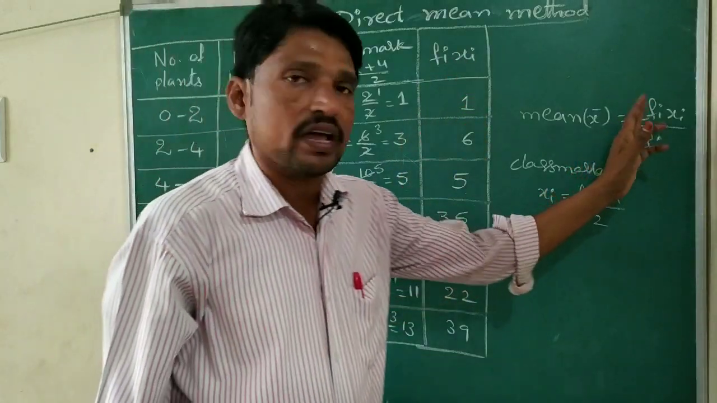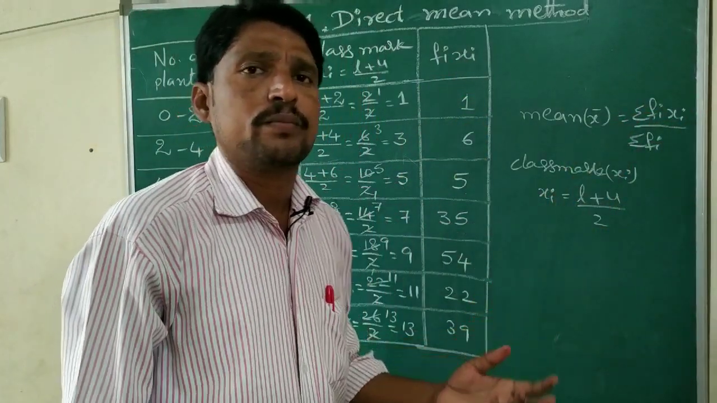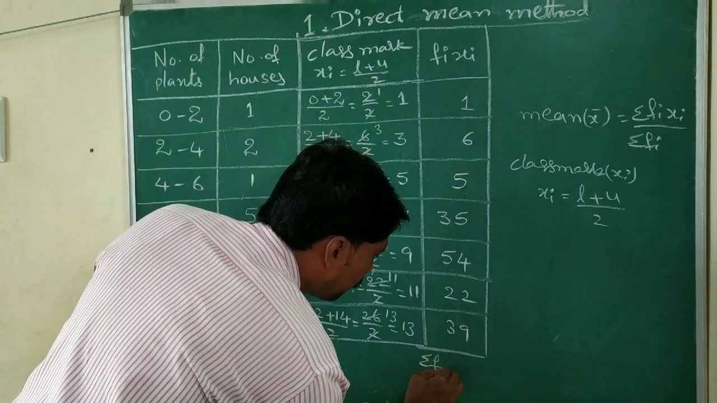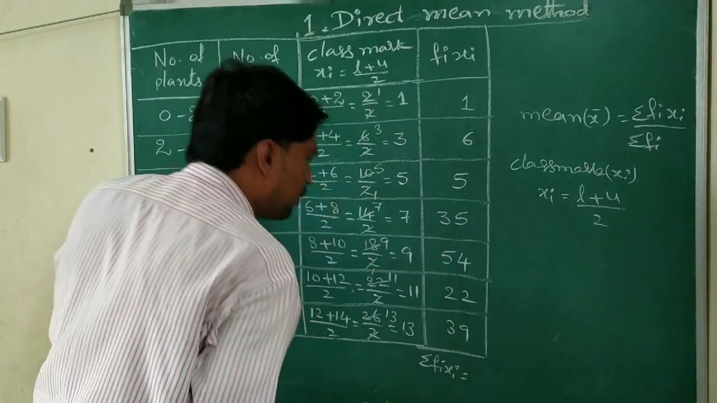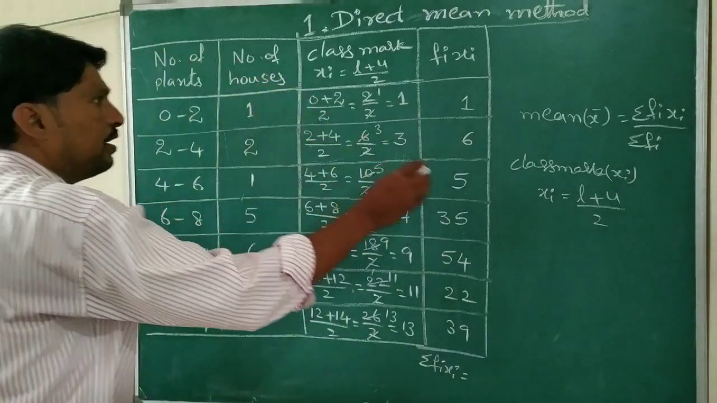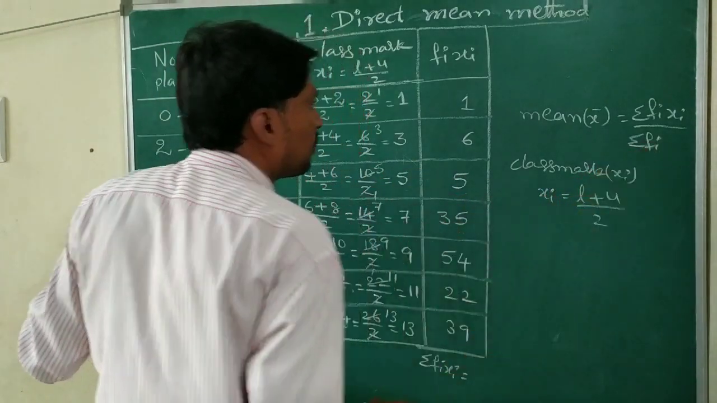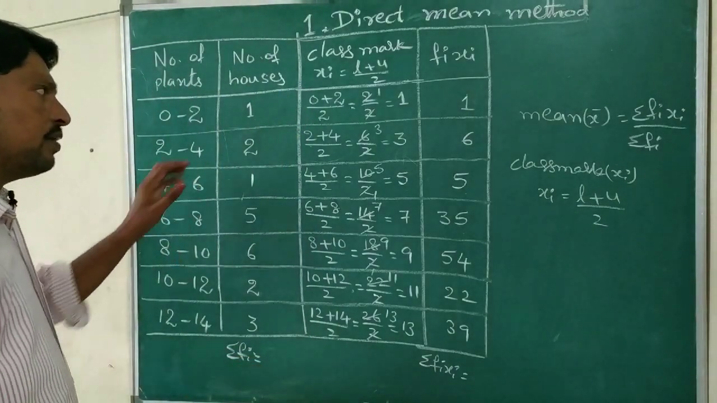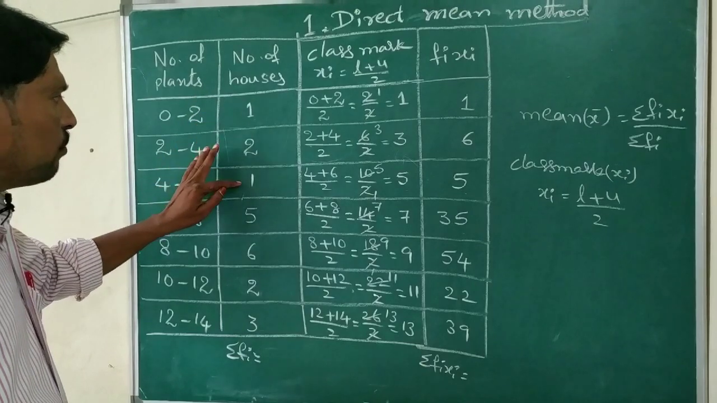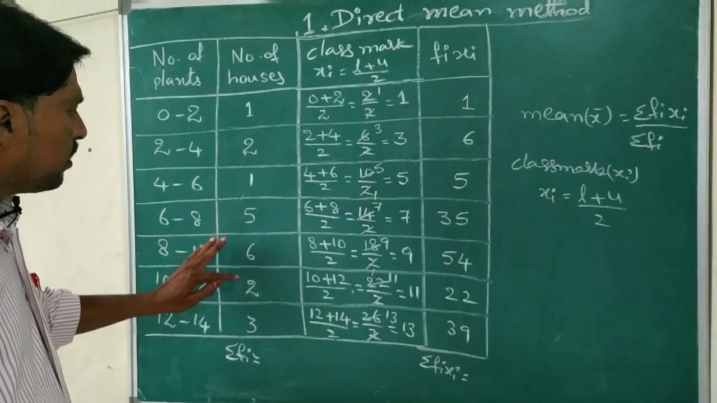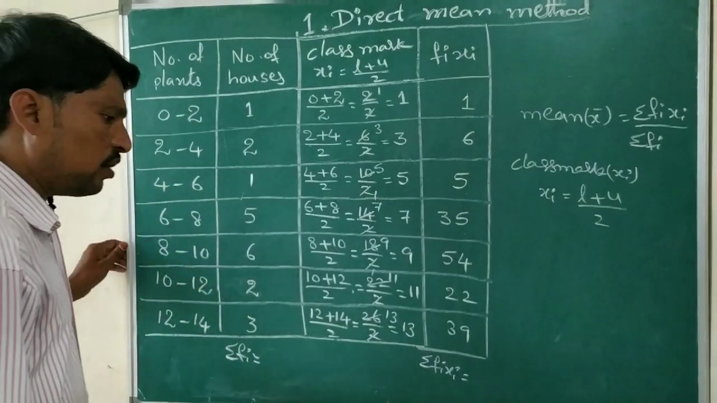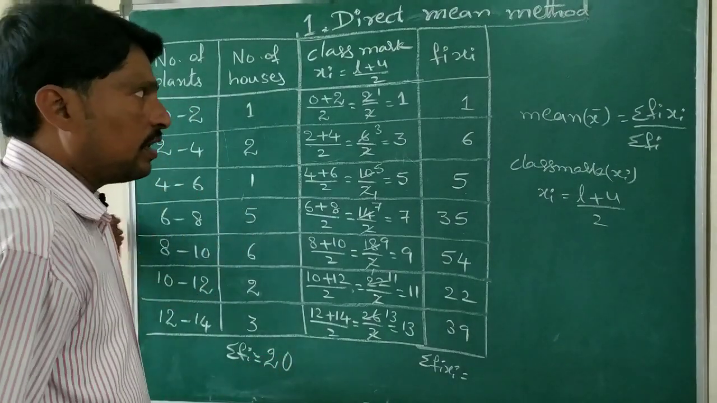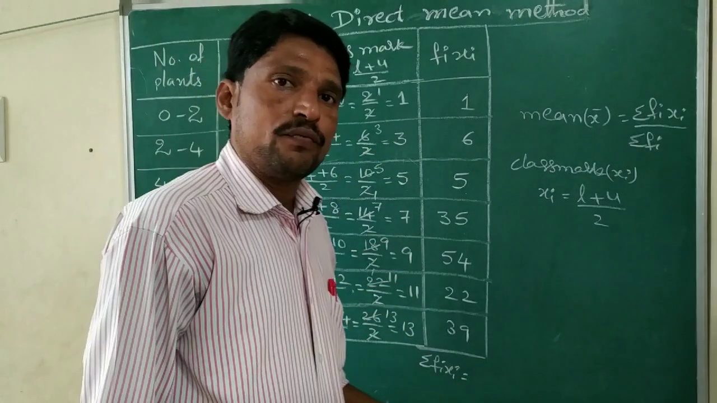Here the formula is sigma Fi Xi. Sigma means sum, we need to take the total sum. So sigma Fi Xi we need to find, and we also need sigma Fi. Sigma Fi means 1 plus 2 plus 1 plus 5 plus 6 plus 2 plus 3. That value we are getting is 20.